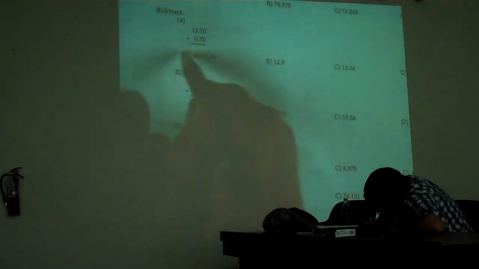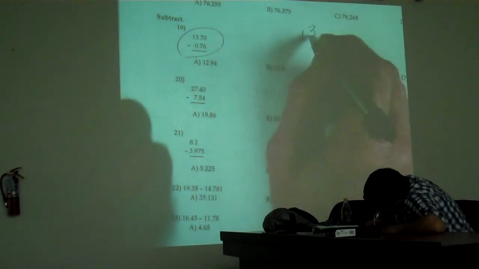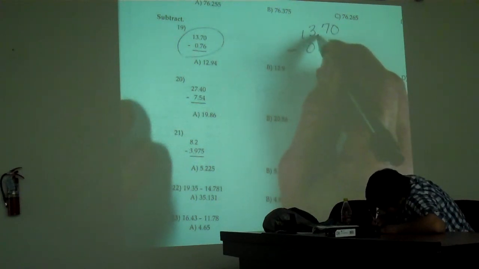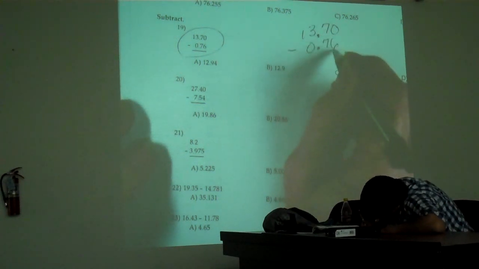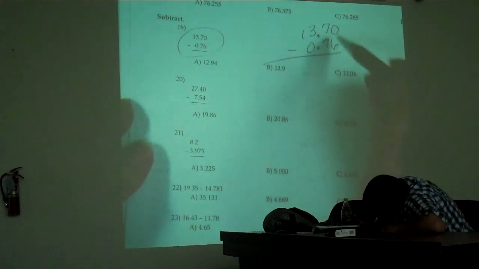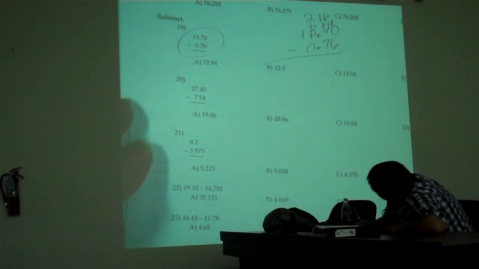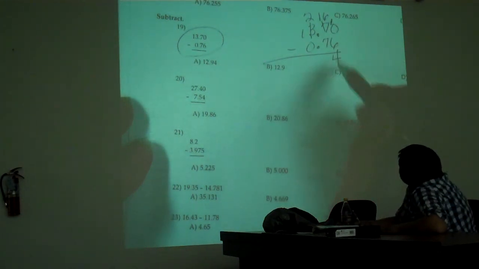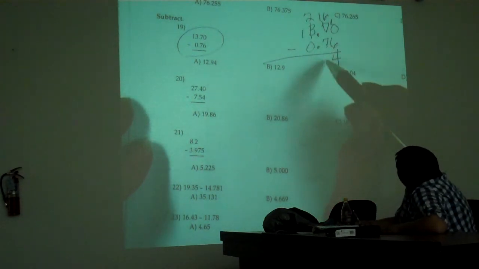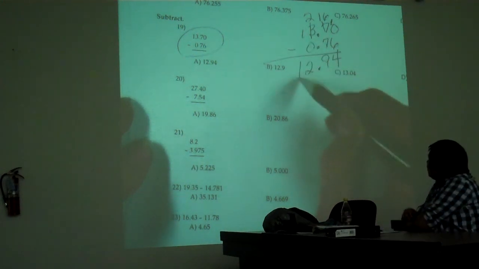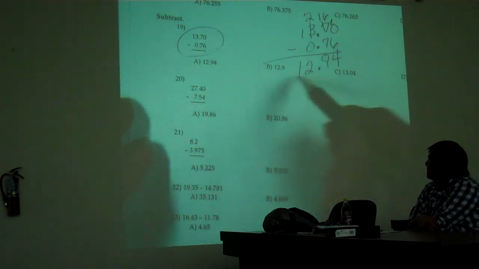Subtract. When there's a subtraction, I want you to show how you borrowed. Make sure you line up your decimals. Okay? 0 minus 6, you need to borrow. 6 is not big enough for 7, so you need to borrow again. Okay, 10 minus 6 is 4, 16 minus 7 is 9, 2 minus 0 is 2, and 1 minus 0, 12.94.